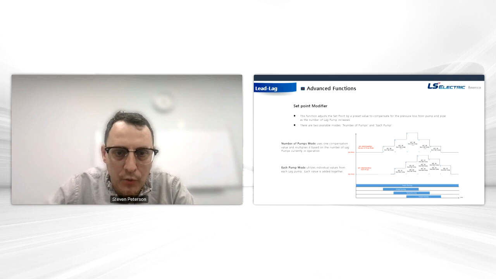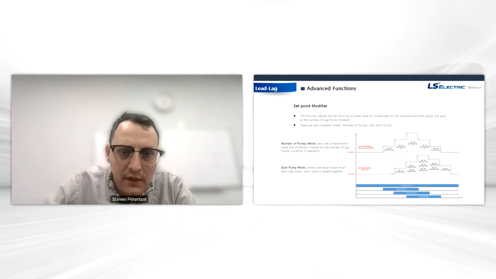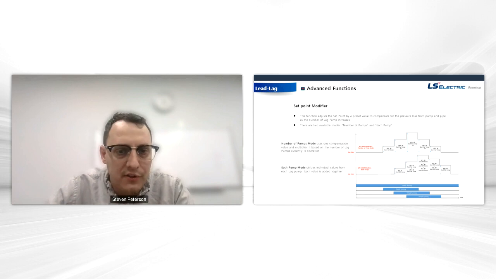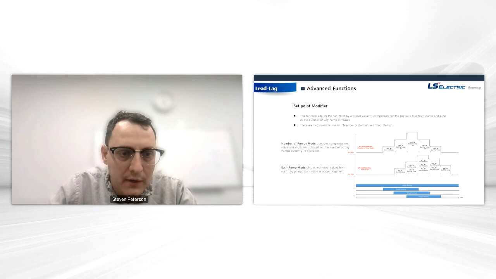So if you really squint, you can see that your set point is here, and then when you add an auxiliary drive or a lag drive, it's going to add that value times 1. So you could say, all right, increase the set point by 5 psi when we have 2 drives running. And then when you add another one, it's going to add it again, and it's going to add it again. So it's kind of like a multiplier. Okay, so it's multiplying by how many lag pumps you have.